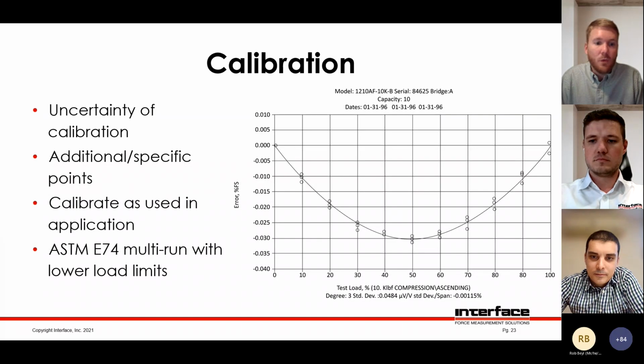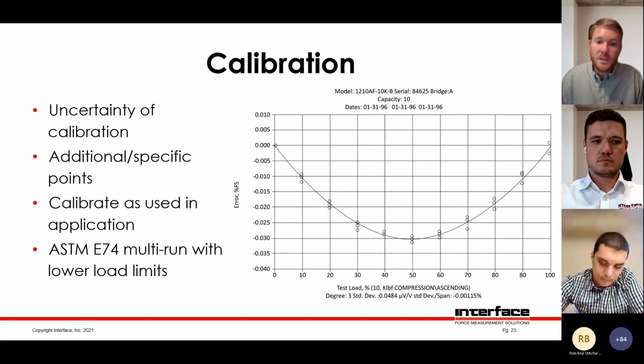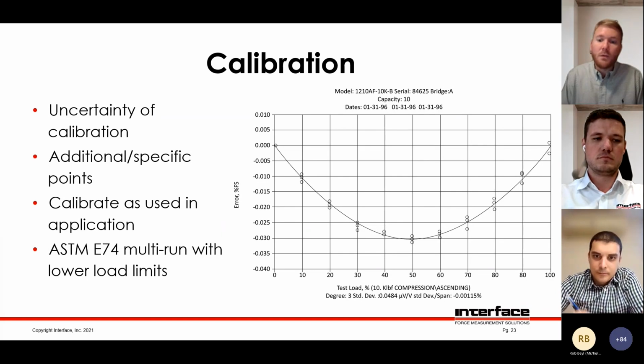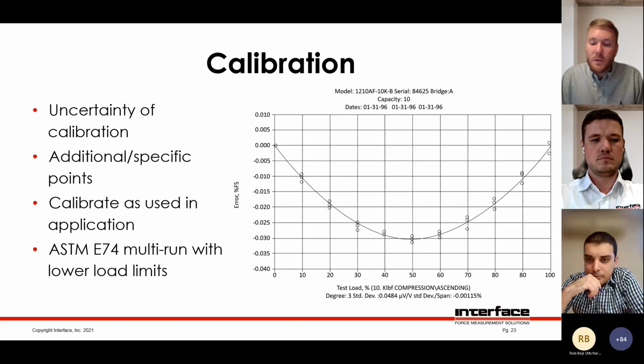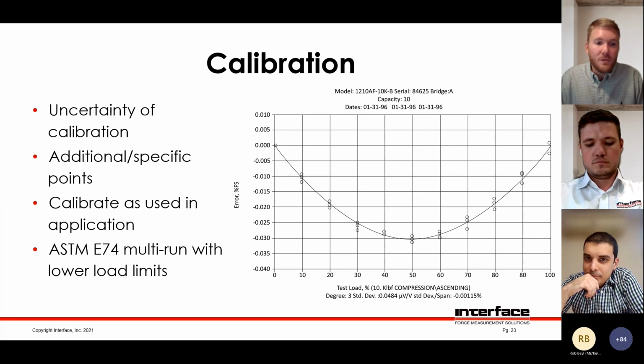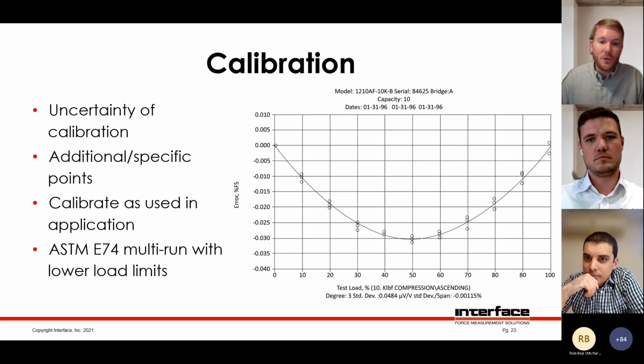ASTM E74 multi-run with lower load limits. This would be a multi-run used to calibrate load cells that are used to calibrate load cells. So if you have, say, our Gold Series 1600, we would perform an E74 calibration on this load cell provided to you in order to calibrate load cells for your application.